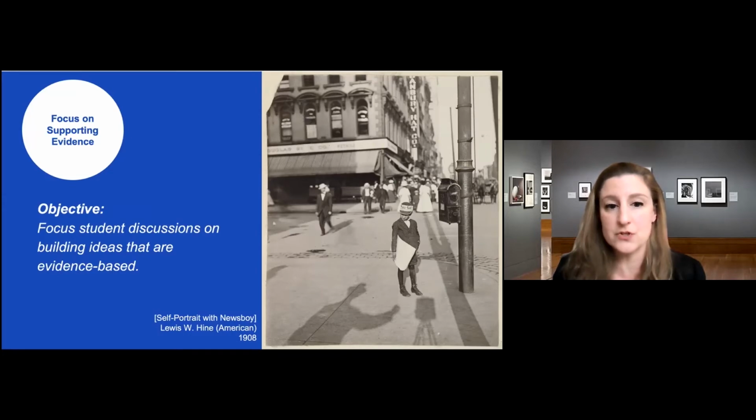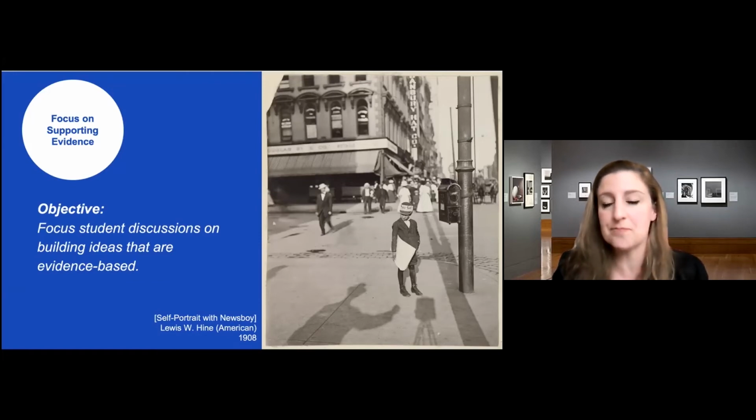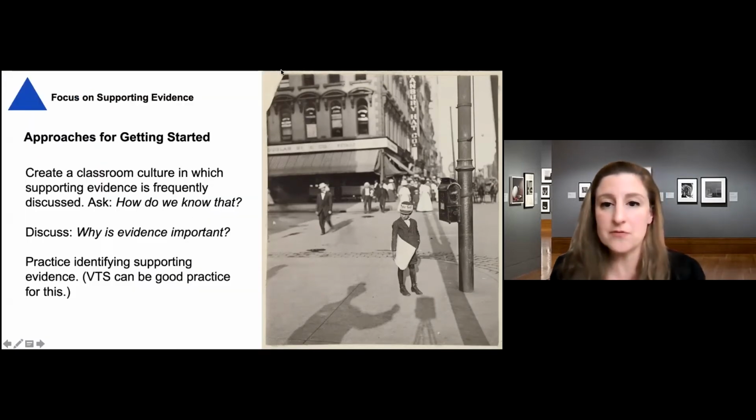So this approach is focused on helping students to learn how to build ideas that are evidence-based. And we're going to use this Lewis Hine image again to explore that. To get started, and this will also vary depending on the experience level of your students, for students who are new to this, it's really helpful to just start out by talking about what do we mean by supporting evidence? What is it? What are examples of supporting evidence?